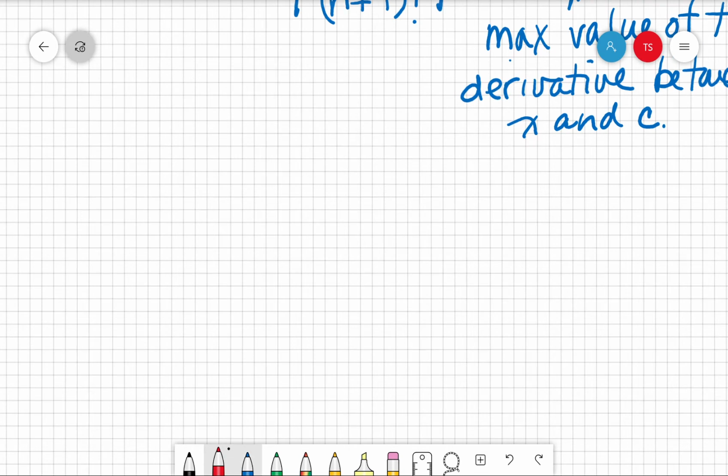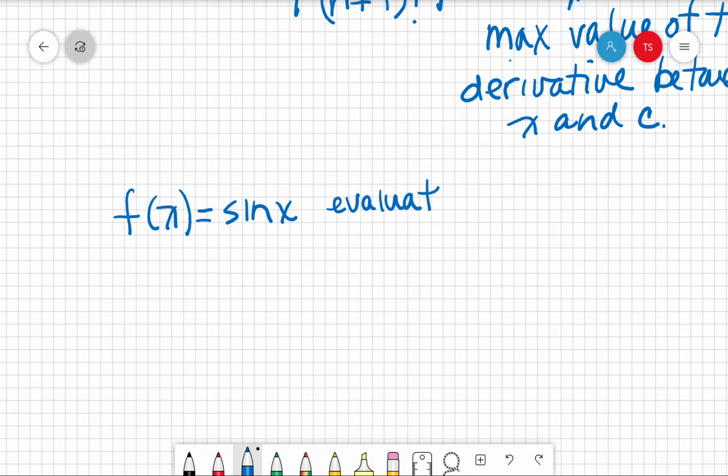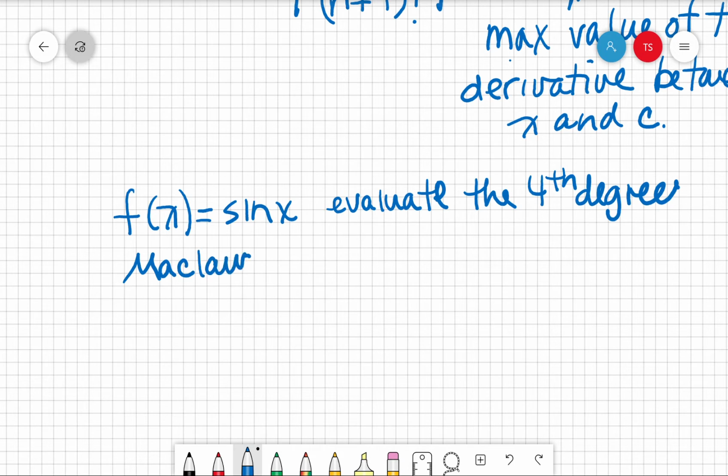So let's say I want to evaluate f of x equal to sine x, and let's say I want to evaluate the fourth degree polynomial, and let's say we want to evaluate the Maclaurin polynomial. So the Maclaurin polynomial is just where c is equal to 0.